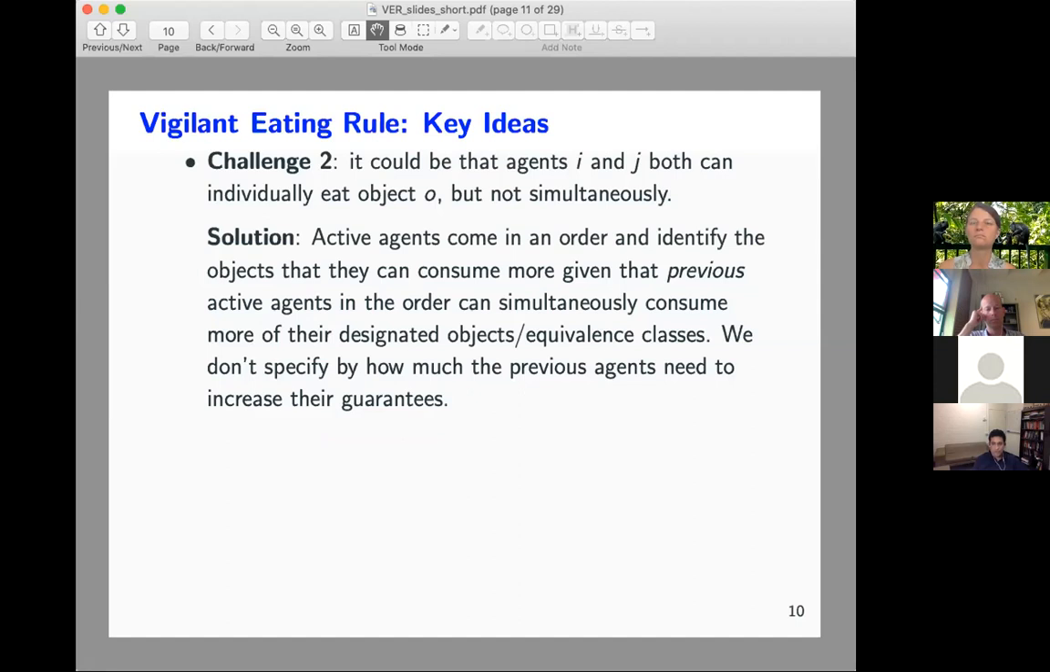So our solution for this particular challenge was that we specify an ordering of the agents, and we identify the objects that agents can consume more, given that the previous active agents in that ordering can simultaneously consume more of the designated objects or equivalence classes as well. Note, however, that we don't specify by how much the previous agents need to increase the guarantees, only that they need to increase the guarantees by at least some amount.